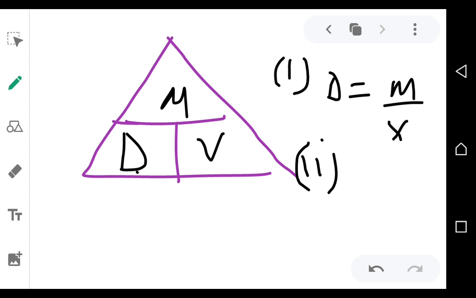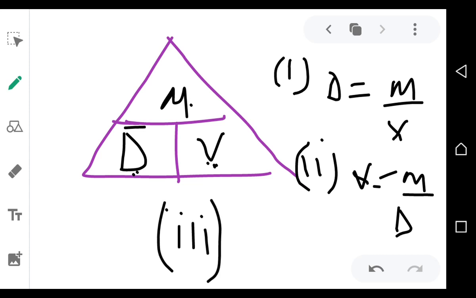The second formula you can extract is for volume. Volume is equal to mass on top over density. The third formula you can extract from this is mass on top is equal to density times volume. But you should know the formula for density. Once you know the formula for density, you can extract all three formulas.